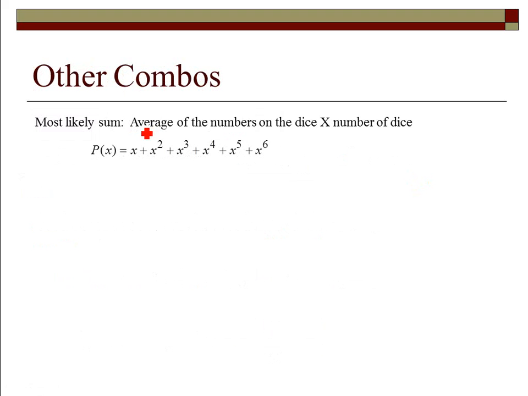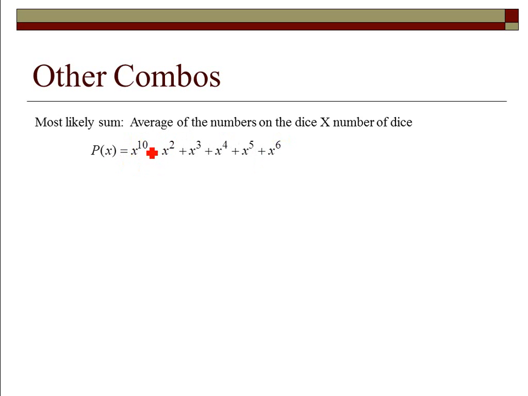So the most likely sum, again, take the average of the numbers on the dice. It's like this one right here. If I average 1 through 6, I get 3.5 times the number of dice you're using. Now, let's say the next problem they asked you, what if you replaced the 1 dot with 10? So now it's equal to 10 instead.